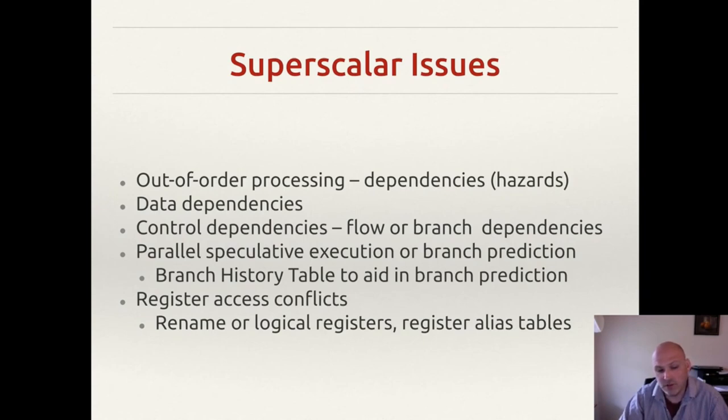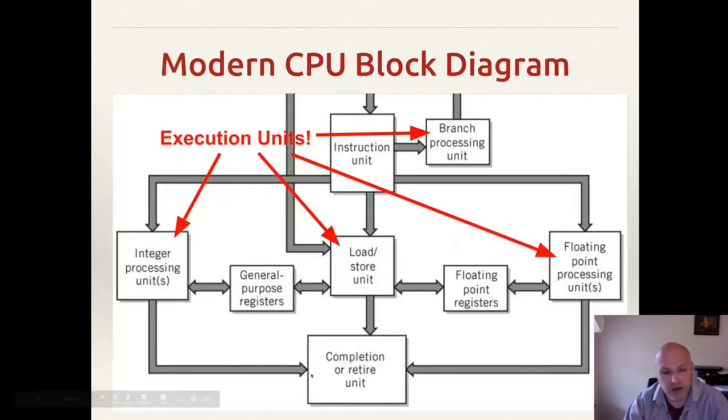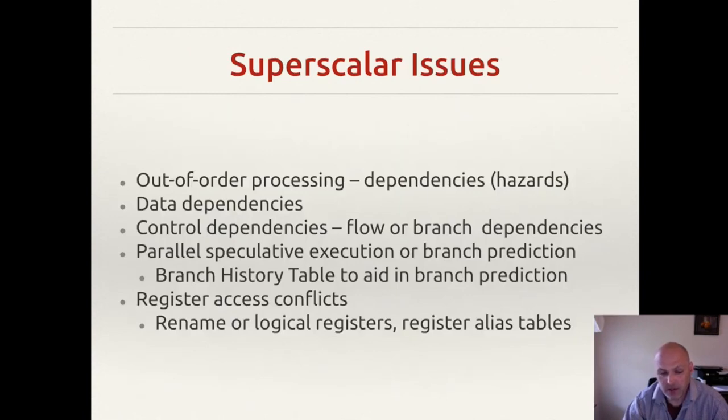We can also have issues with conflicting access to registers. So remember, when we looked at the diagram, our general purpose registers were shared between multiple units. And this really just shows the load store unit. But in reality, there could be other circuits connected to these registers besides this integer processing unit and the load store unit. And you might need to have more than one of those use the registers at the same time. That's obviously going to cause a delay for at least one of those two instructions.